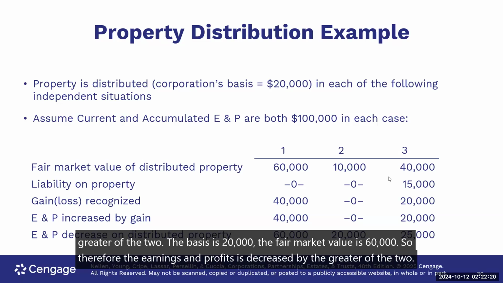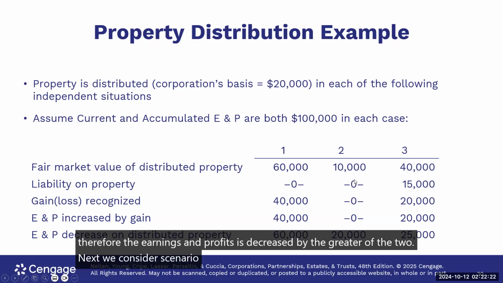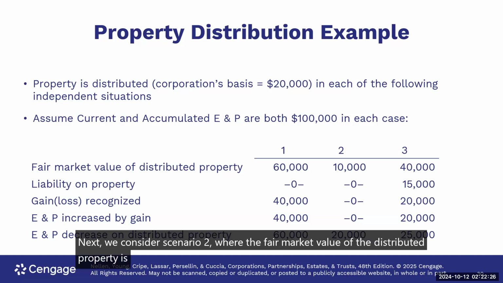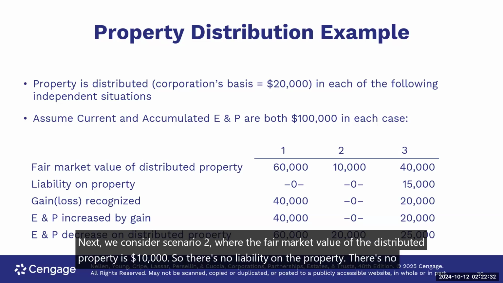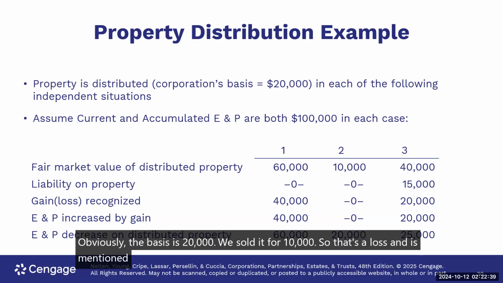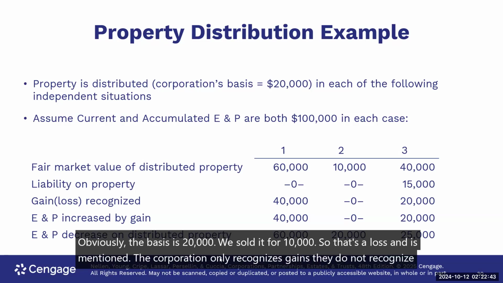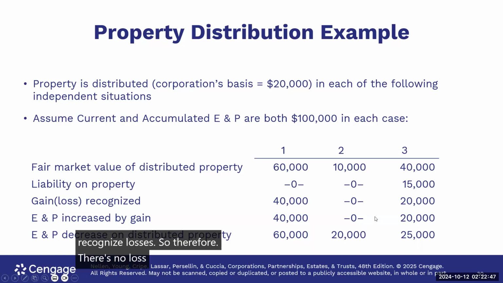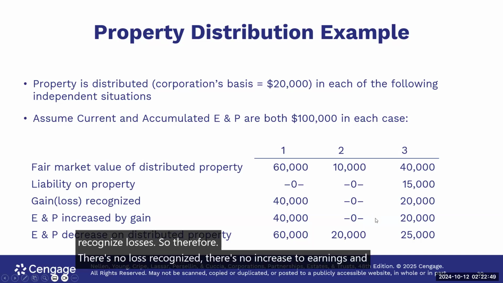Next, we consider scenario 2, where the fair market value of the distributed property is $10,000. So there's no liability on the property. There's no gain. Obviously, the basis is 20,000. We sold it for 10,000, so that's a loss. And as mentioned, the corporation only recognizes gains. They do not recognize losses. So therefore, there's no loss recognized. There's no increase to earnings and profits because there was no gain.